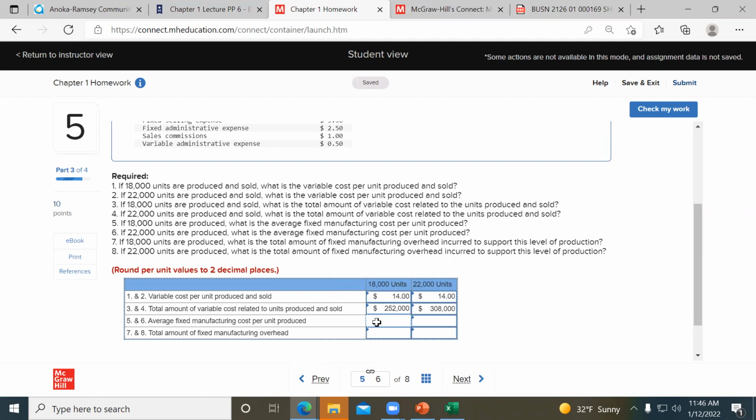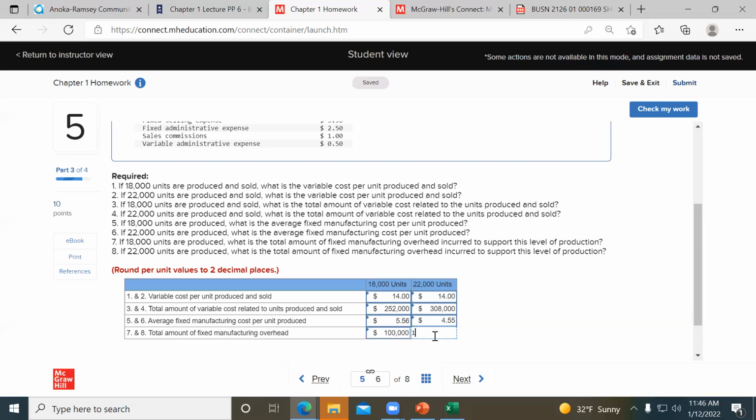Average fixed manufacturing cost per unit produced. We would have our fixed manufacturing of 100,000 divided by our number of units produced of 18,000. That would give us 5.56 per unit. But if we increase to 22,000 units, it would be 4.55. Then last, our total fixed manufacturing overhead, no matter what, it's still 100,000.